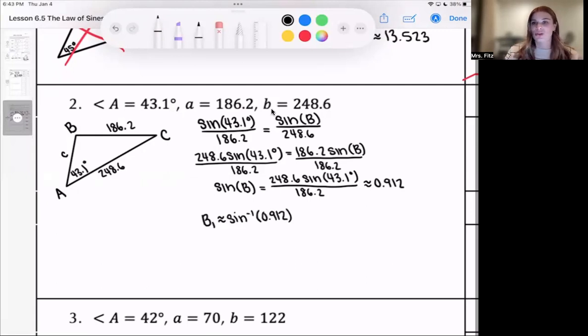What I would probably do is store the actual exact answer you got for 248.6 times sine of 43.1 over 186.2 in your calculator, then hit inverse sine, second answer, because this is not going to be a good answer. So actually, I don't even like the fact that I wrote that way. This would just equal inverse sine of 248.6 sine of 43.1 over 186.2. Okay, so if you punch that into a calculator, your first angle, let's see, what do we get? It is about 65.819.